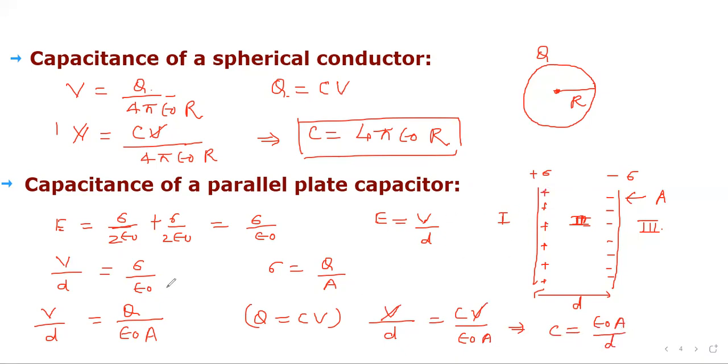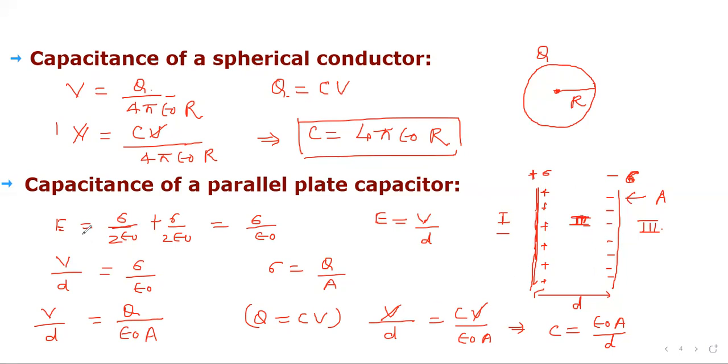Let's recall it. As you know, the electric field due to a charged plate is given by sigma upon 2 epsilon naught. So due to this positive charge, in this region it will be negative. Due to this negatively charged plate, in this region the electric field will be positive, hence they will cancel out. In the third region, the same will happen. Due to this, it will be positive. Due to this, it will be negative, so they will cancel out. In the middle region, they will add up.